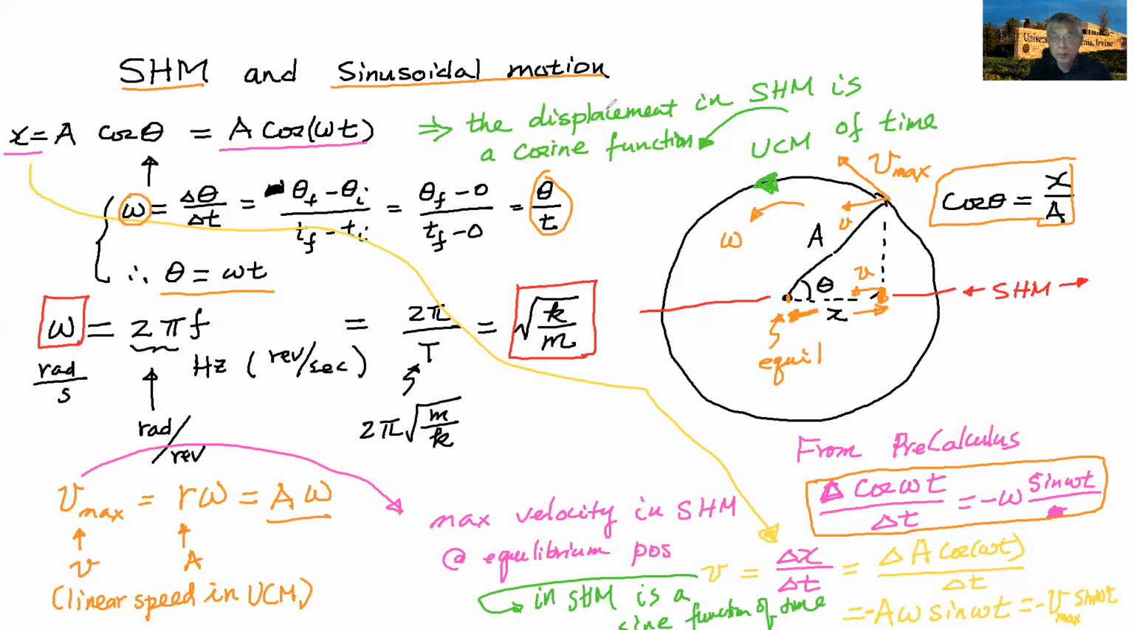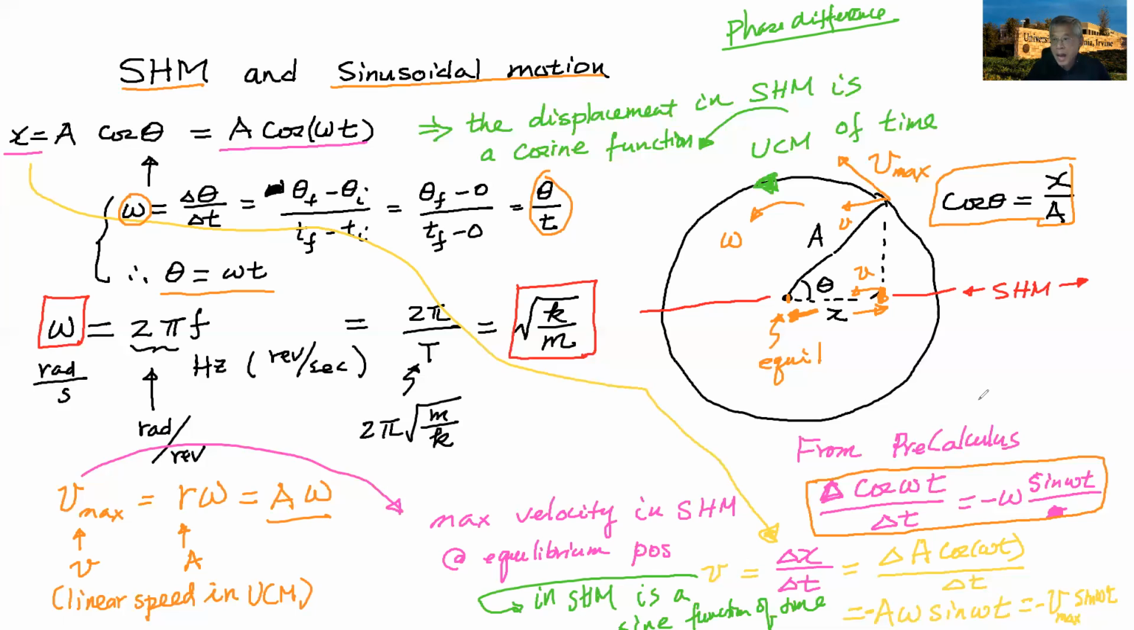Just like the displacement in SHM is a cosine function of time, the velocity is a sine function of time. Sine and cosine are essentially the same, with only a little phase difference. So now we have v equal to minus v max sine omega t.